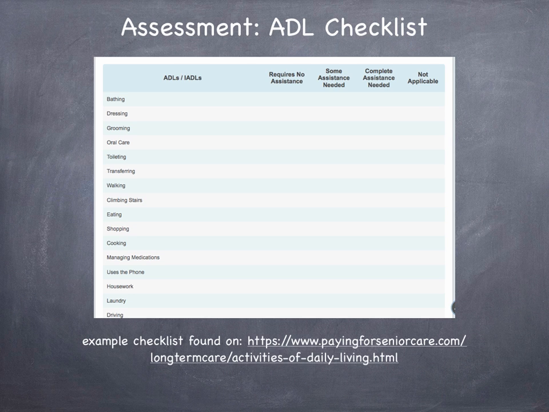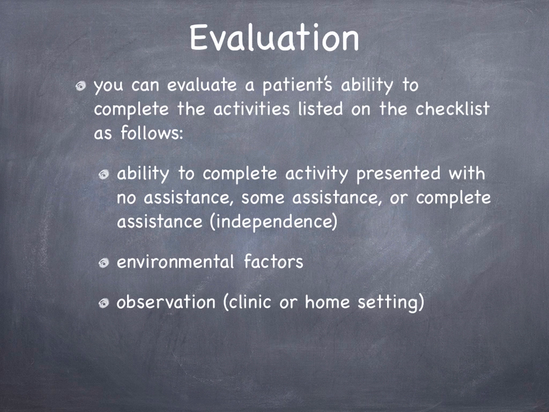If it's a child, you could see if they are going to be able to function in a school setting. So by check marking the different bullet points listed here, you can determine if the patient would be able to successfully perform these activities of daily living. For the evaluation, you can evaluate a patient's ability to complete the activities listed on the checklist as follows.